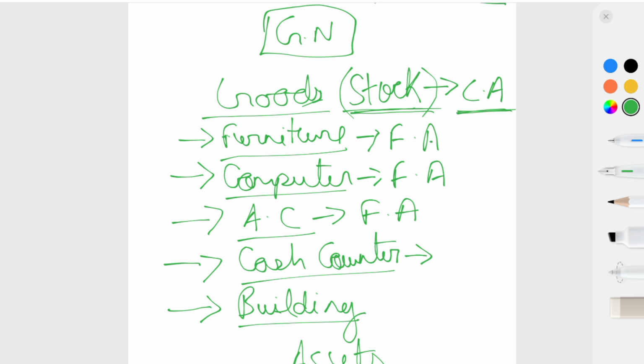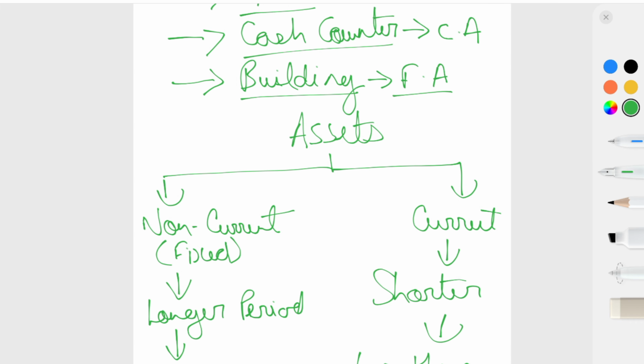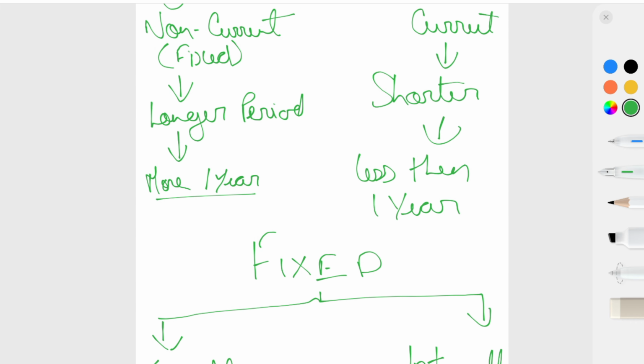Cash comes daily and it goes also. So it is a current asset for the business. Building. Building is also an example of a fixed asset as it stays with the business for a longer period. So after this, do any of these assets, current or fixed, have any types?